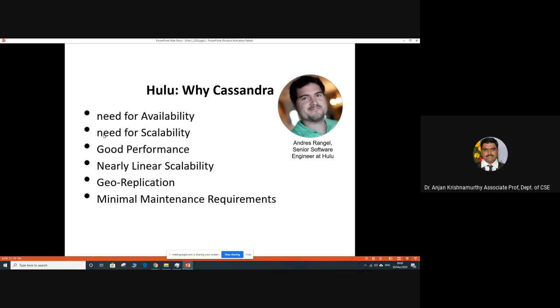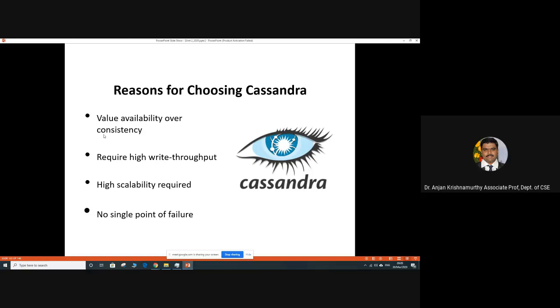by 4th of April. So the common reasons for choosing Cassandra are that it is valued for availability. It has high write throughput and high scalability. There is no single point of failure. These were the common reasons why Cassandra was very much required for these kinds of applications.